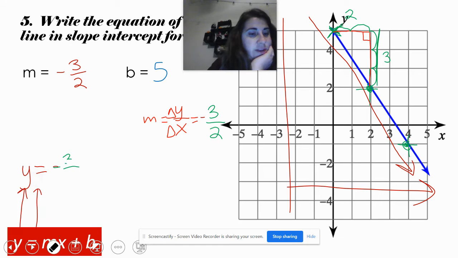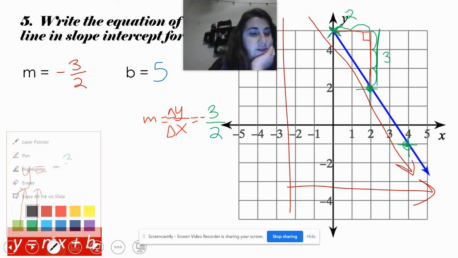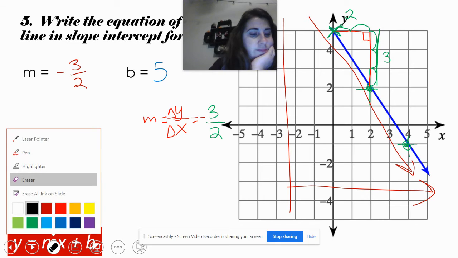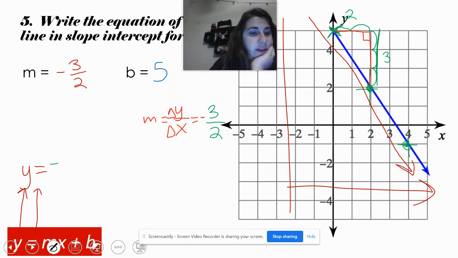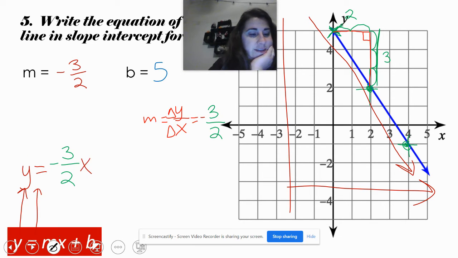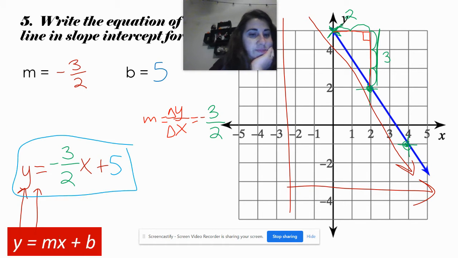Okay, let's try that one again because it's just not liking me right now. Negative 3 over 2 x plus 5 is my equation.